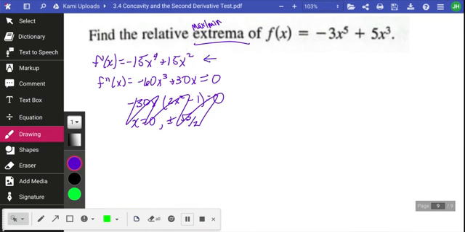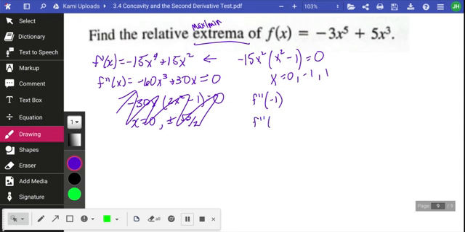So we will solve this. So let's factor out negative 15x squared, and I will have x squared minus 1 equals 0. And so I'll have x equals 0 and negative 1 and 1. And then I plug those in here. And if they are positive, then I'm going to have a minimum. And if they are negative, then I'm going to have a maximum at those values. Okay, so we will have f double prime of negative 1, f double prime of 0, and f double prime of 1.